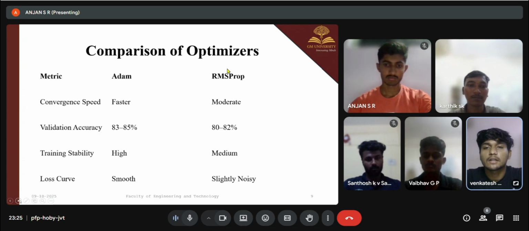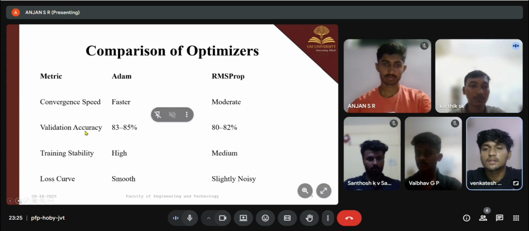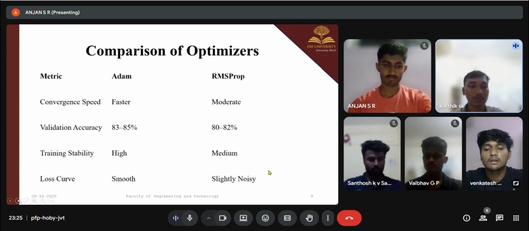Karthi, here is the comparison of optimizers in our project. Here is a matrix of Adam and RMSprop: Adam's average speed is faster, and RMSprop's is moderate. Validation accuracy is 83% to 85% for Adam, and the opposite, 80% to 82%, for RMSprop. Training stability is high versus medium, and the loss curve is smooth versus slightly noisy. Root mean square is a measure of the average magnitude of a single value or a set of values. Next slide.